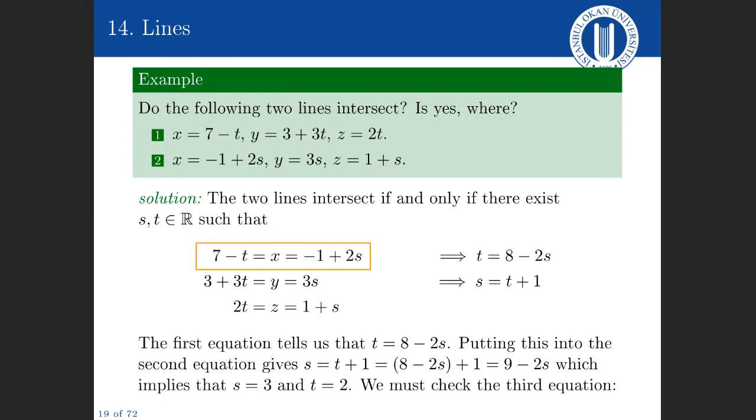2s. For the y coordinates, we need to find s and t such that 3 plus 3t is equal to 3s, and the first equation is true as well. And we need to find s and t such that 2t plus 1 plus s is also true. The question is, can we find s and t such that all three of these equations are true?